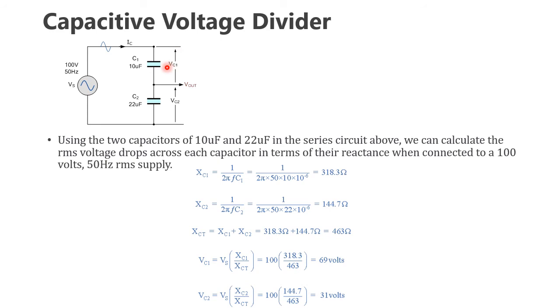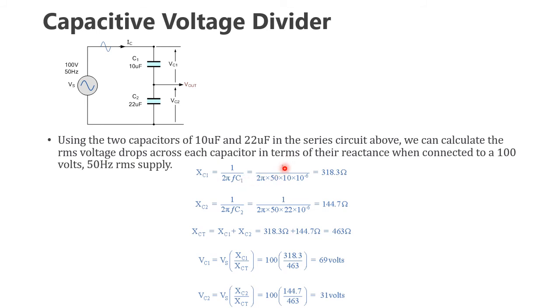So the initial step we have to do is find the reactance of each capacitor. To find the reactance of each capacitor, we can use the formula as we learned in the previous slide. The formula is XC equal to 1 over 2 pi FC. So now let's find the reactance for the capacitor C1. XC1 will be equal to 1 over 2 pi F C1.